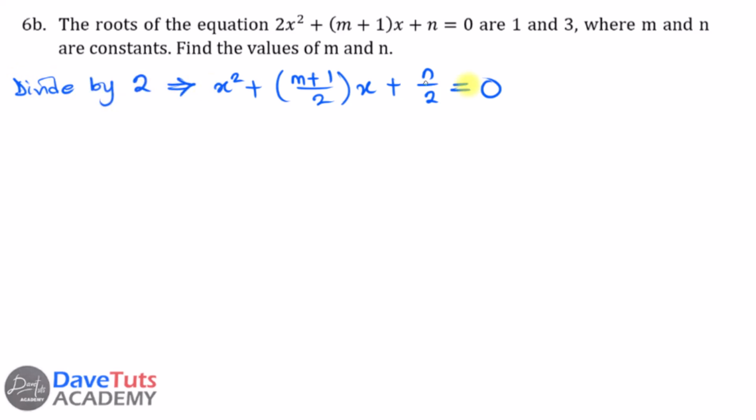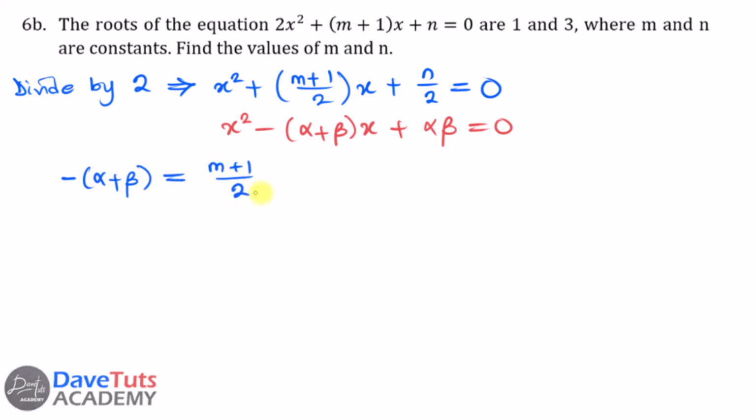Dividing by 2 is giving me this, okay? And so if I compare with the general form of the equation, x squared minus (alpha plus beta)x plus alpha beta is equal to 0, where alpha plus beta is the sum of roots and alpha beta is the product of roots, then I see that alpha plus beta, or inherently minus (alpha plus beta), is equal to (m plus 1) over 2, okay?